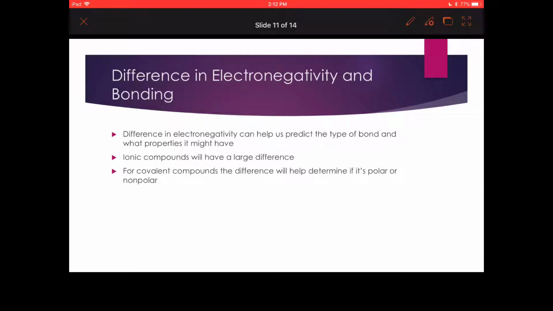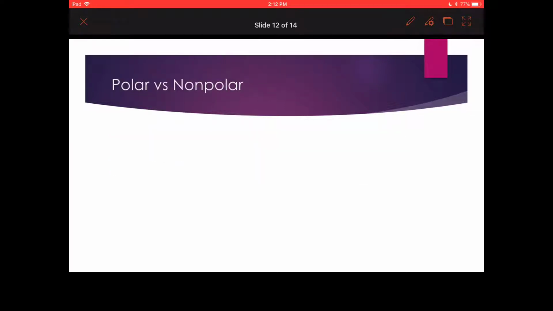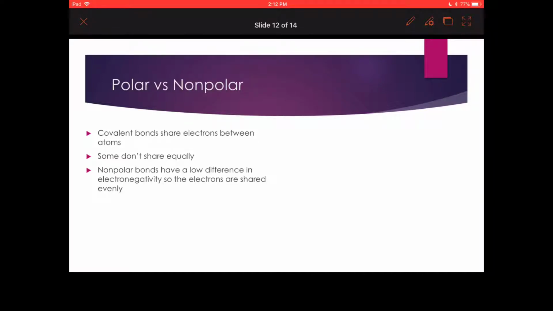And covalent compounds, we're going to be able to see if they're polar or non-polar. So let's talk about what that is. Remember, covalent compounds are sharing electrons between atoms, but some aren't sharing equally. Non-polar bonds have a low difference in electronegativity, so the electrons are shared evenly. This means that the elements have an equal pull on the electrons that are being shared, and so those electrons aren't moving anywhere. They're going to be distributed equally between them.